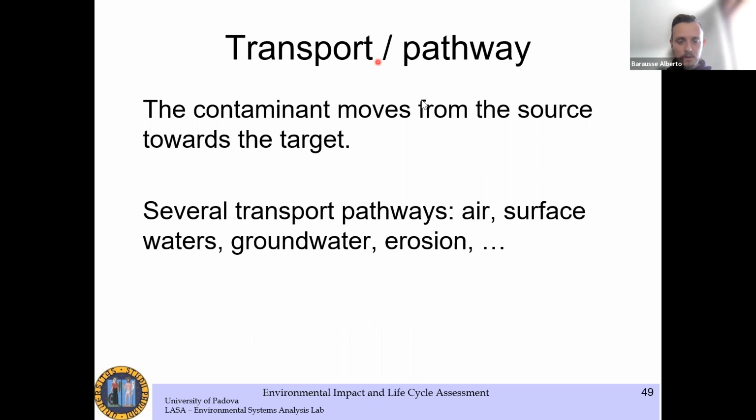Okay, so then you need to characterize the transport of the contaminant, so the pathways through which it goes from the source to the target. And of course, those pathways can be one or many, depending on the case you're investigating, and also on the contaminant, of course, because contaminants can move through air, water, soil, and whatever.